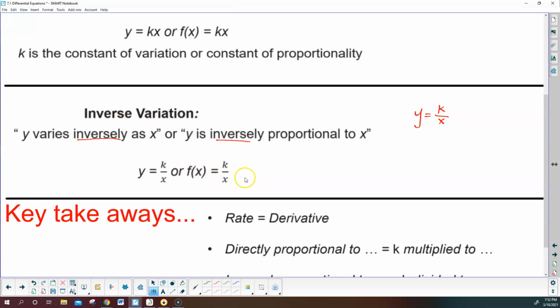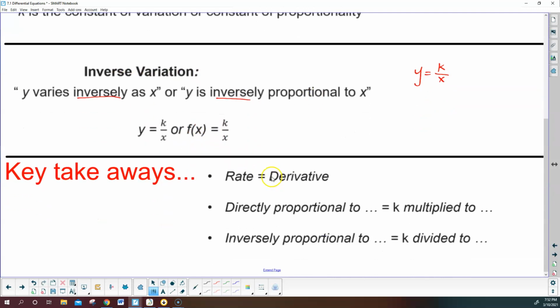So what are some key takeaways here? We're going to get into this in a little bit, but when you see the word rate, rate means derivative. And remember how we write the derivative. Sometimes it's dr dt. It depends on the variables, but we like to write it as a rate. So we have the independent variable on the bottom and dependent variable on top, but rate is equivalent to derivative. And then directly proportional, remember that means multiply.